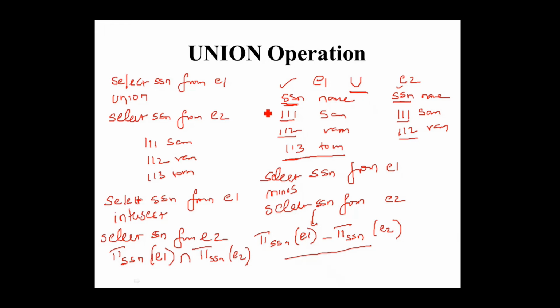So two things I have said: you can work at the column level union, or you can perform an entire table level union. When you go in for a table level union, the entire table schema should agree for both the tables. When it's a column level, only the column should agree.